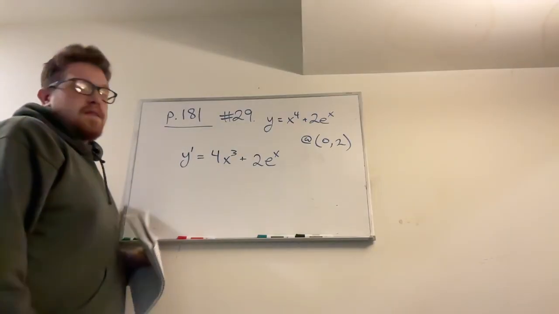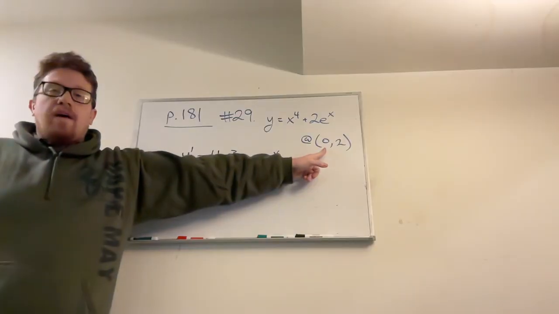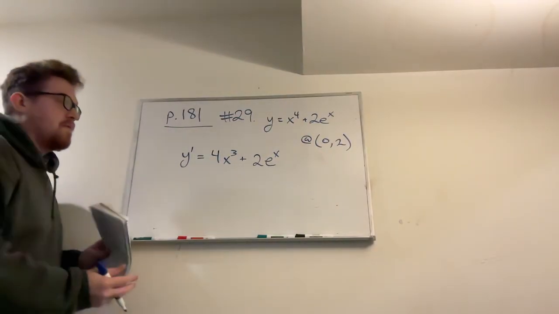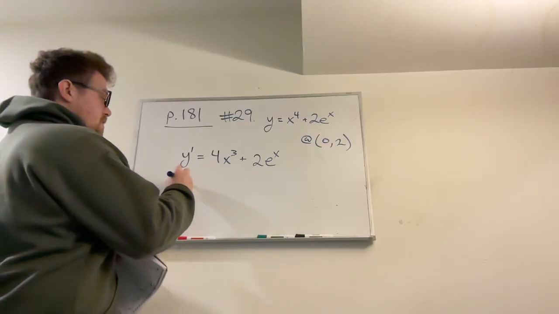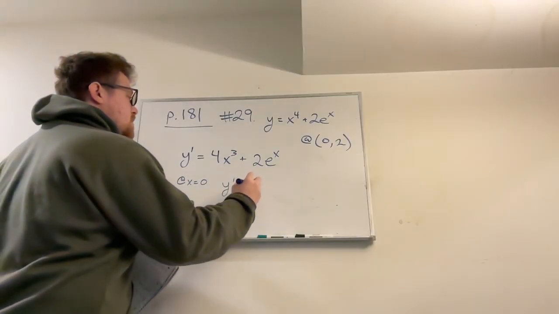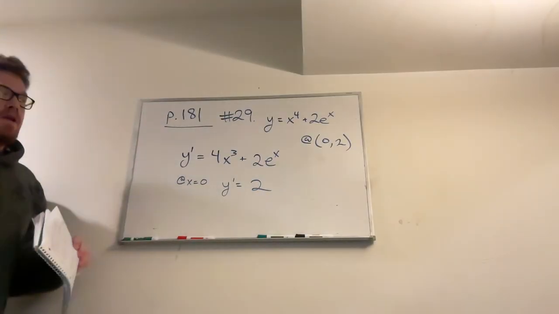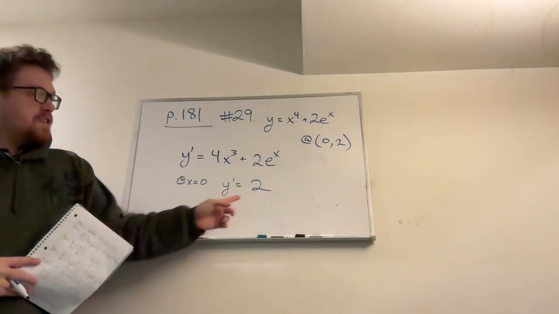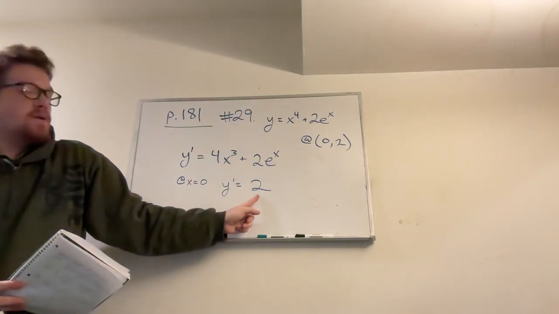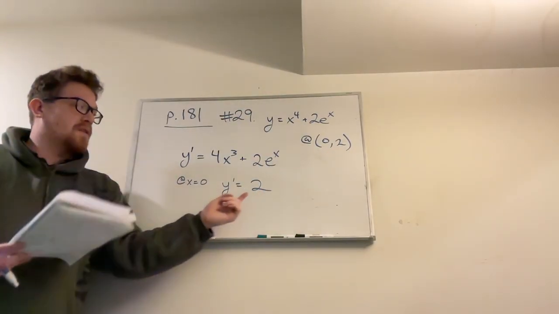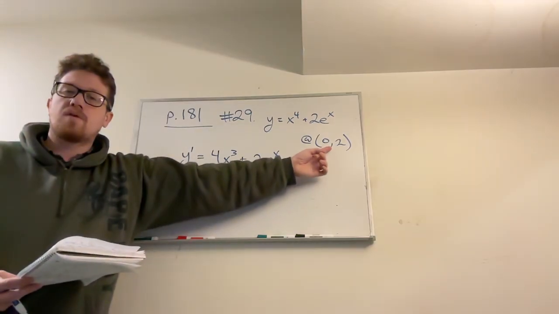And now to find the tangent line, we just need to plug in the x value to get the slope of the tangent line, which is y prime, the derivative of y. So at x equals 0, y prime is equal to 2 also. And so that tells us that the slope of the tangent line at this point is 2. Now we just need to figure out what is the equation of the tangent line. Well, we know what the slope is. We know the point that it goes through.